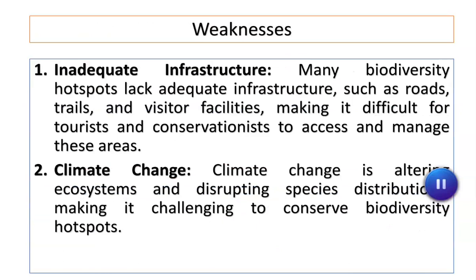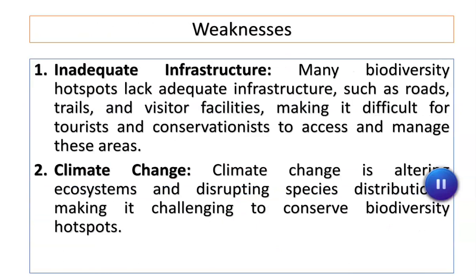And hence these biodiversity hotspots may not be protected because sometimes people keep on poaching, they keep on killing wild animals for their personal gains, they keep on cutting trees for their personal gains, and because of this, these biodiversity hotspots are not protected because there is no proper infrastructure available, and that results in the weakness of any biodiversity hotspot.